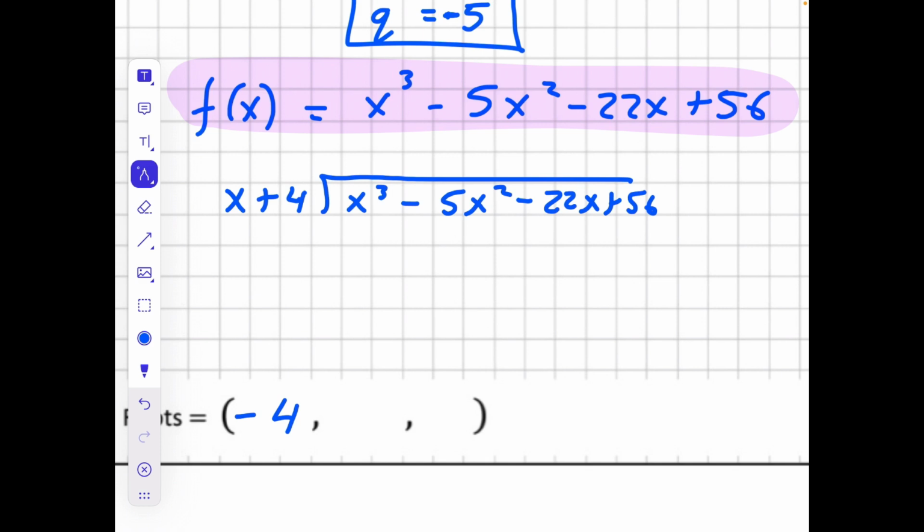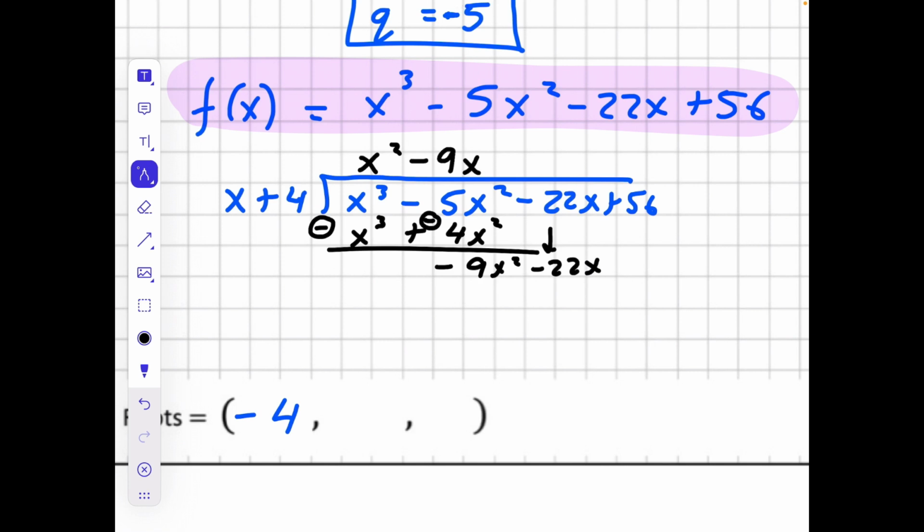Now, I'm going to get a bit quicker with my long division here, just because we've done a few examples now, we should be fairly confident with it. So what would I multiply x by to get x cubed? You'd multiply it by x squared. Okay, then multiply x squared by x to get x cubed. Multiply x squared by 4 will give me plus 4x squared. Change the signs. Give me minus 9x squared and bring down minus 22x.